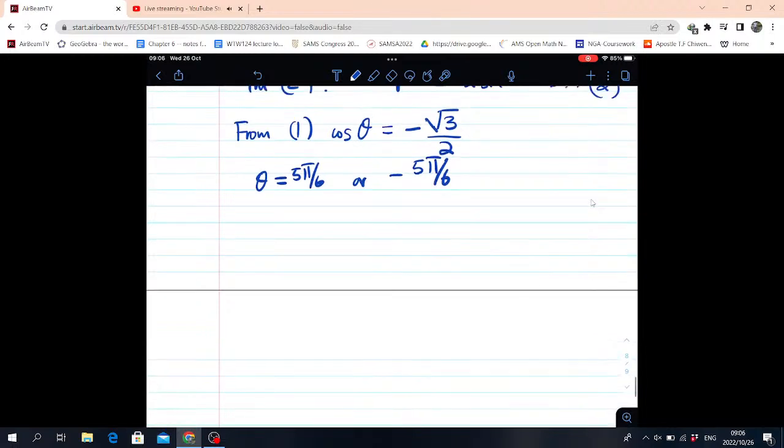If we draw this little quadrant here, we know that all of sine, cos, and tan are positive in the first quadrant. In the second quadrant, sine is the only one that is positive. In the third quadrant, tan is the only one, and then in the fourth quadrant, cos is the only one. So we can use this to figure out what's happening.